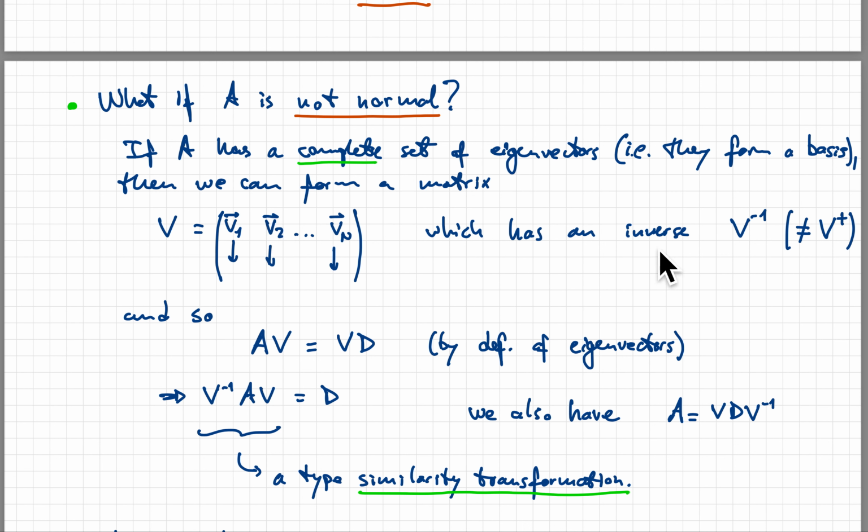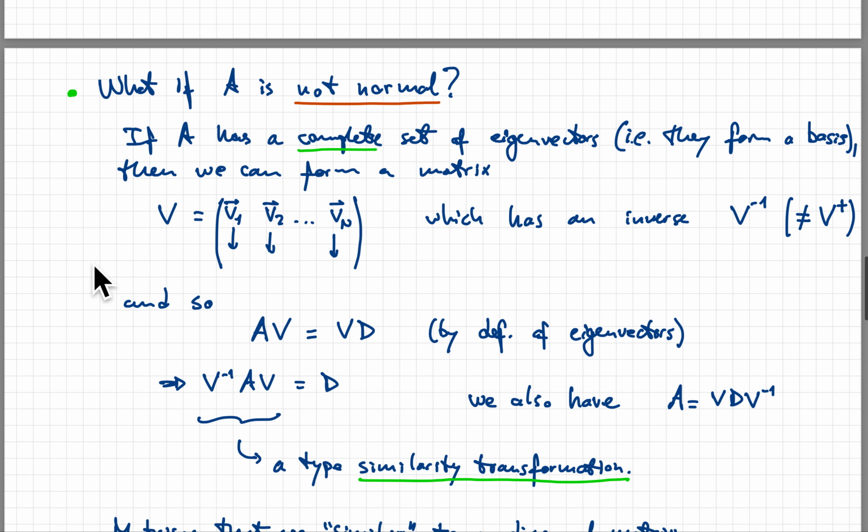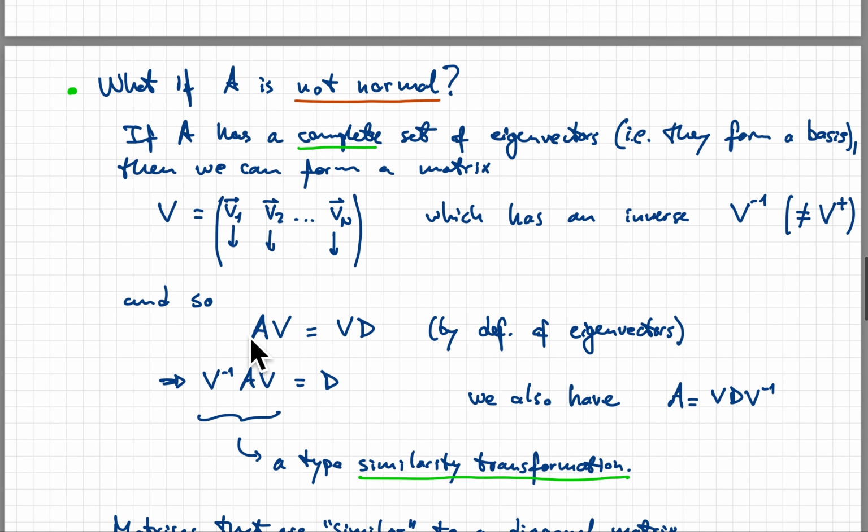And that matrix will have an inverse. It will be a V inverse. It will not be a V dagger, but it will have an inverse because the set is complete. Moreover, if we apply A to V, we know that it's V times the diagonal matrix of eigenvalues. This is simply the definition of the eigenvectors written in a more general form.